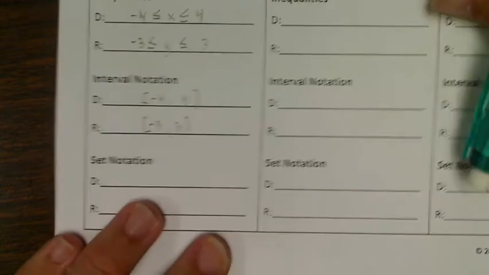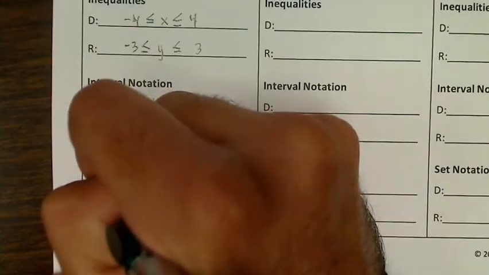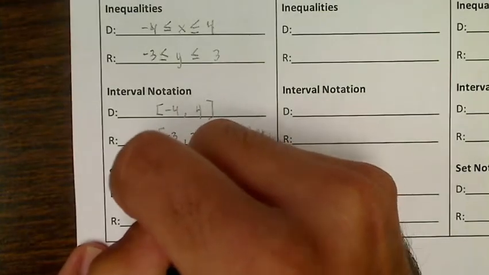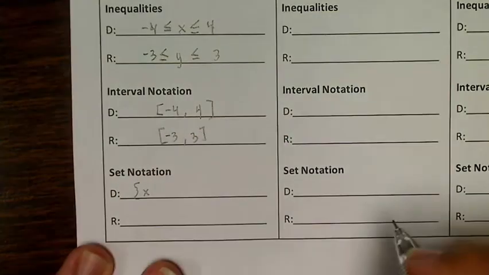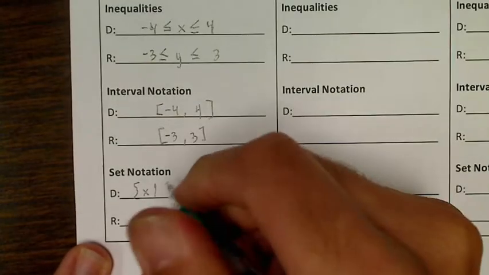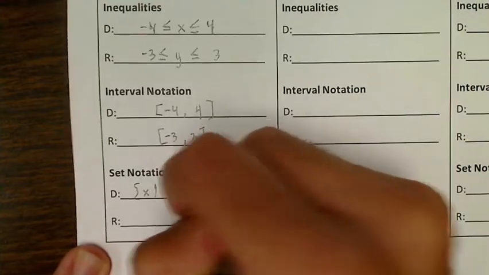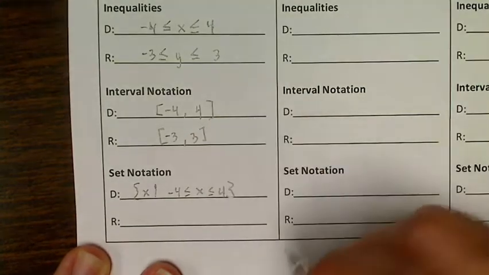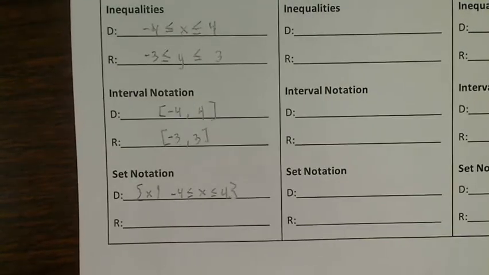Finally, set notation just uses the bracket to represent a set, or a curly bracket, I should say. So it's the set of all x's such that -4 is less than or equal to x, which is less than or equal to +4. And then close your bracket.